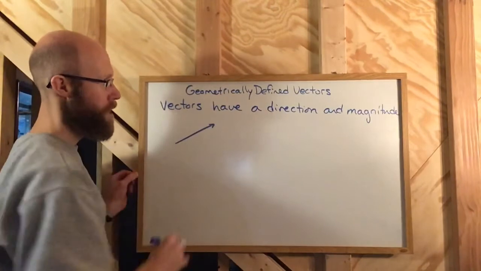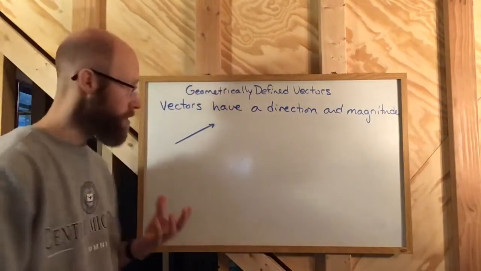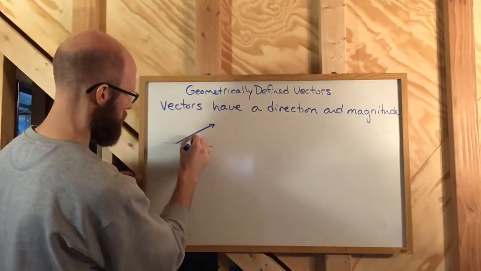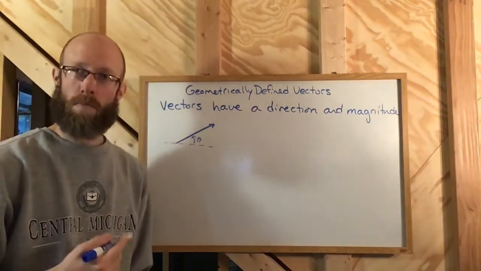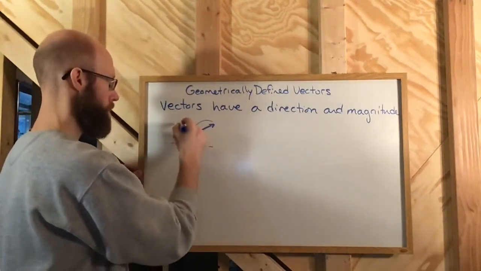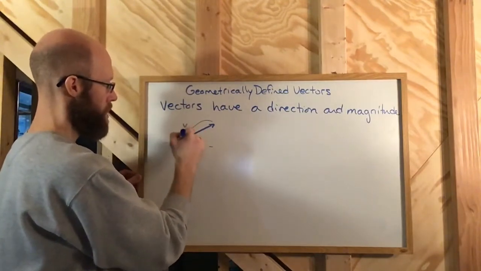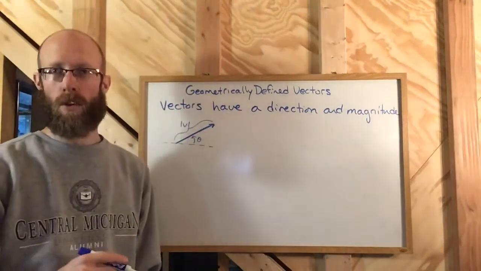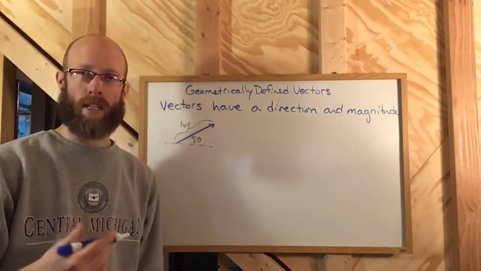Its direction, which can be defined a couple different ways, but for right now I'm going to call it an angle. So maybe you think of it as an angle theta. And its magnitude. The magnitude is the length of this vector. Let's say this is vector v, we'll call this the absolute value of v, or the magnitude. The absolute value symbol is the symbol that we use for a magnitude.